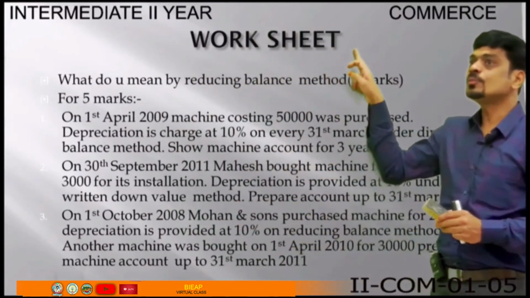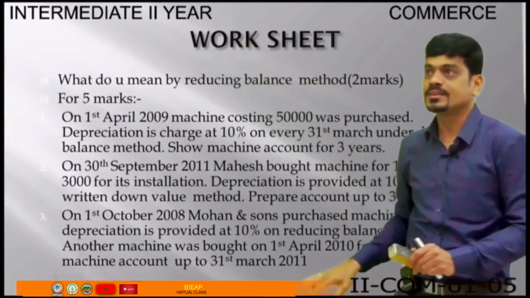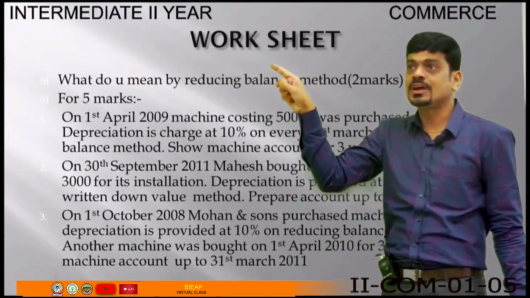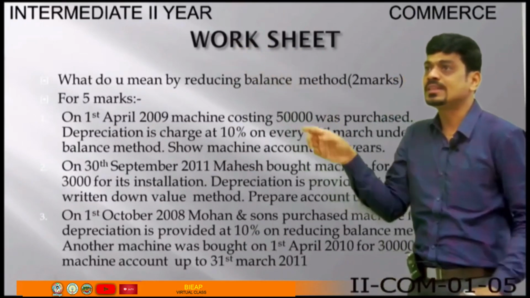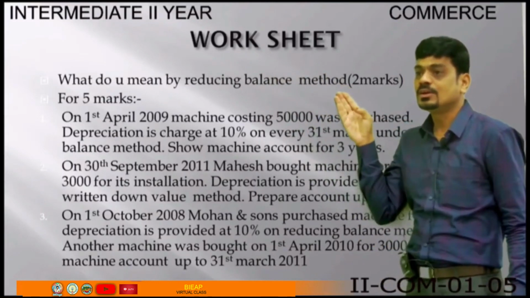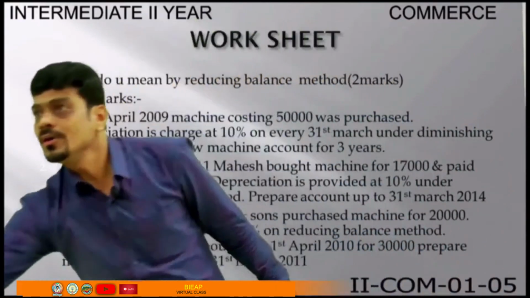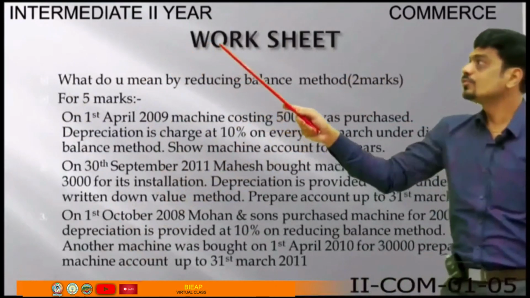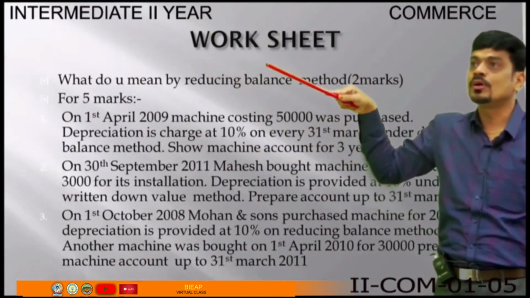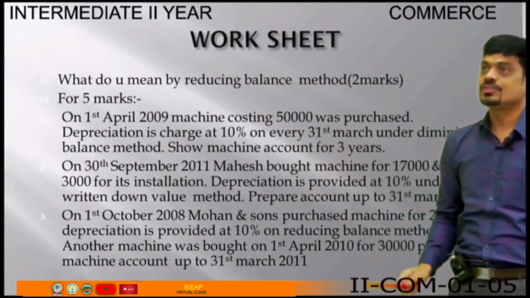Okay, the first 2-marks question you can expect is, what do you mean by reducing balance method? How can the question be twisted? Instead of asking you reducing balance method, they will ask you to write about diminishing balance method, or they may say that it is nothing but the written down value method. So you can answer. What will you write? According to this method, the amount of depreciation will change every year. Already it's there in the presentation that you can see.